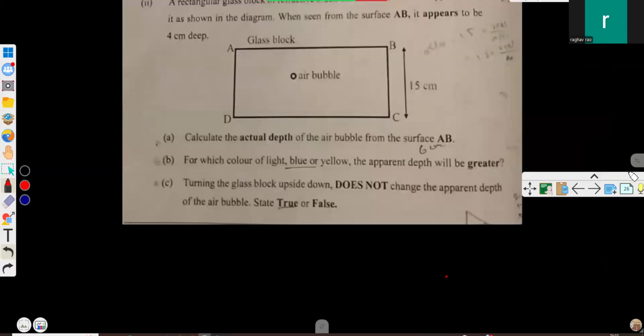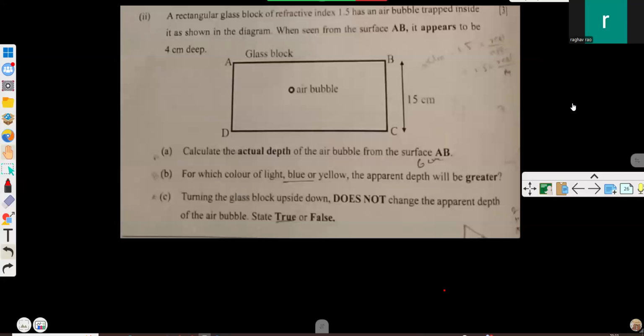Then let us see this. He says that a rectangular glass slab is present with refractive index 1.5. An air bubble is trapped inside. Seen from the top, the apparent depth is 4 centimeters. So let us first check what the real depth is. Mu of medium by mu of air, as I have told you, will be real depth divided by apparent depth.